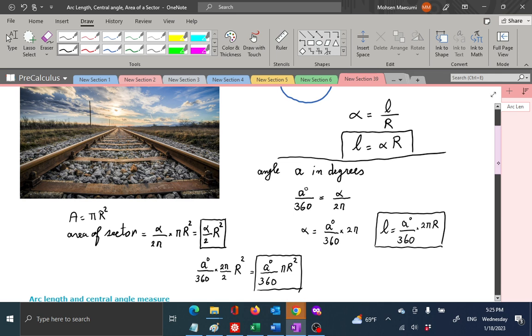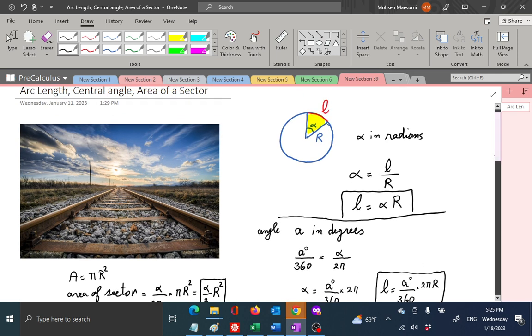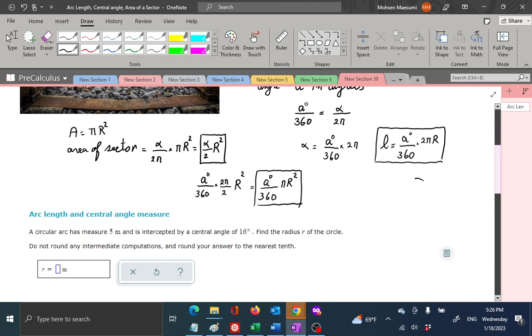Now let me teach you another way of thinking about the area. This sector, let me draw it again.